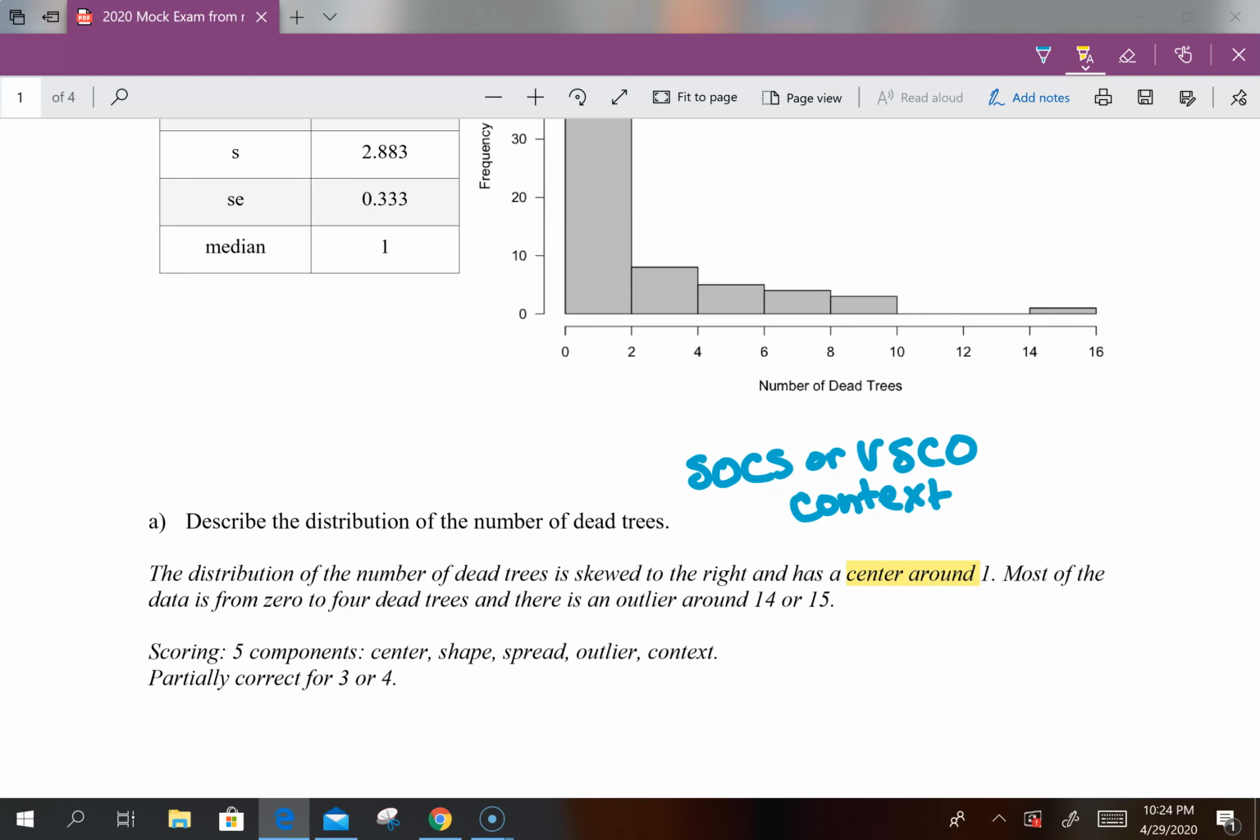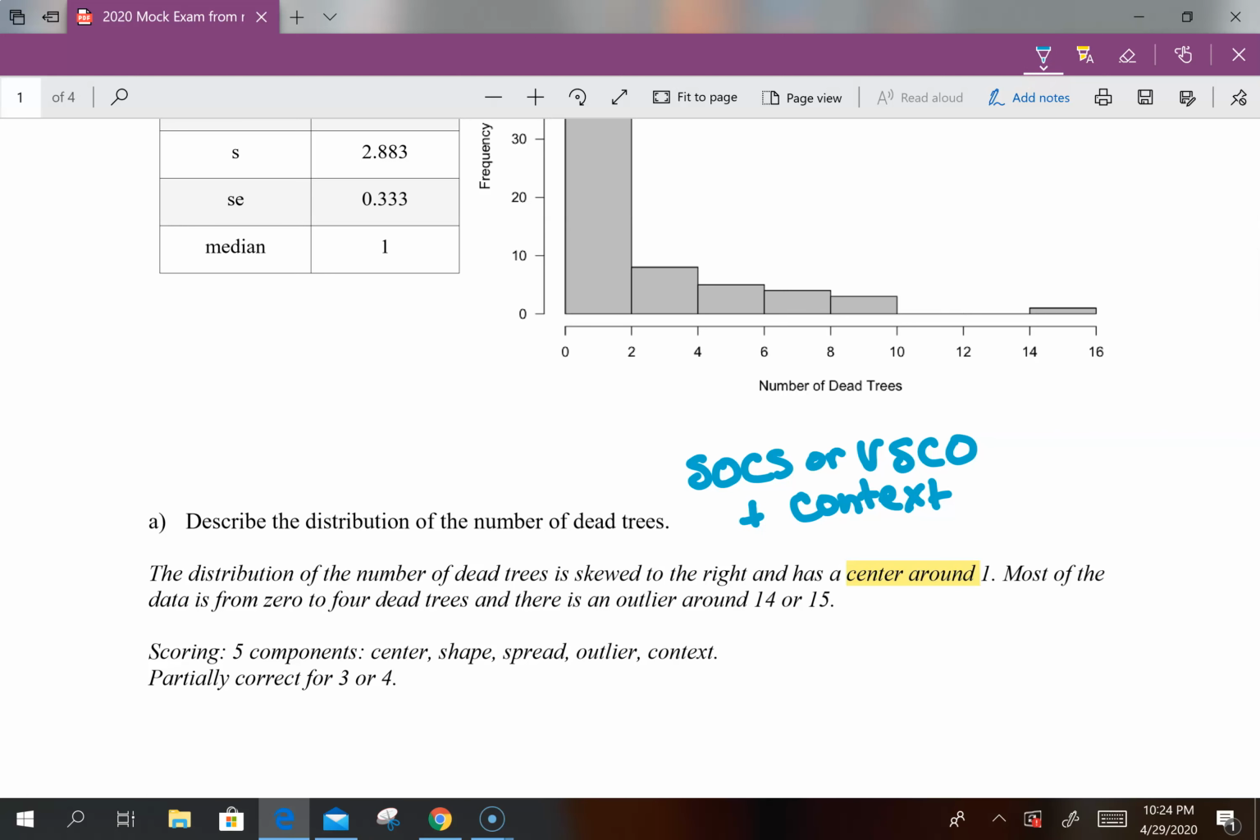And that covers both of those. I'm sorry, 14 and 15, not 15 and 16. All right, the way he's recommending that it would be scored is if you mentioned all 5 of those things, your SOCS or your VSCO plus context. If you mentioned all of those, you would get full credit on that one.